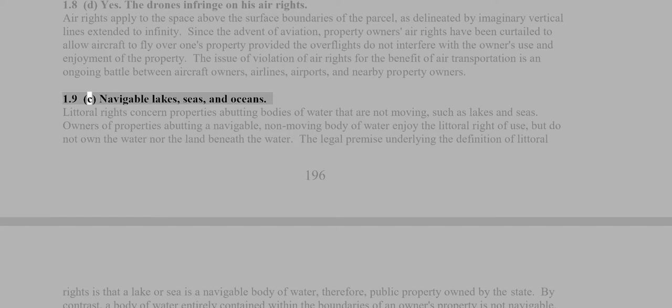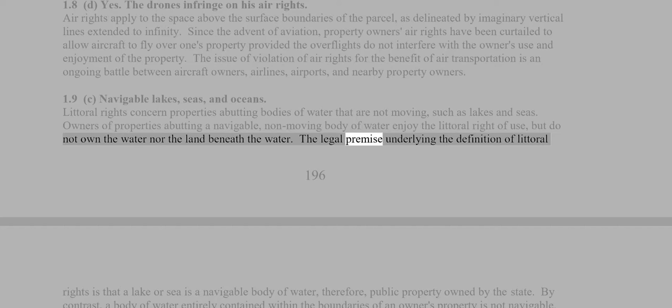1.9 C. Navigable lakes, seas, and oceans. Littoral rights concern properties abutting bodies of water that are not moving, such as lakes and seas. Owners of properties abutting a navigable, non-moving body of water enjoy the littoral right of use, but do not own the water nor the land beneath the water.